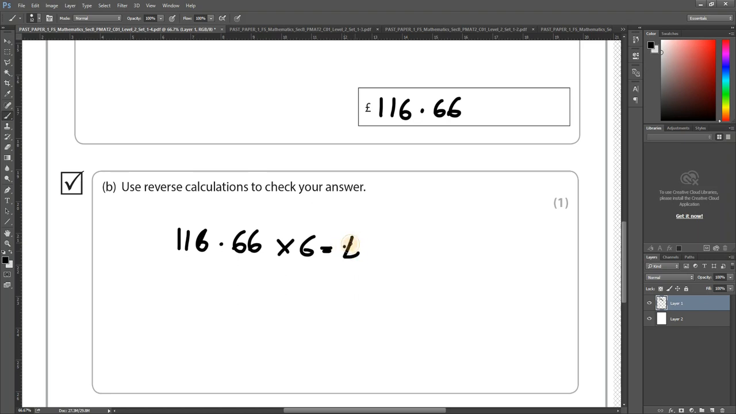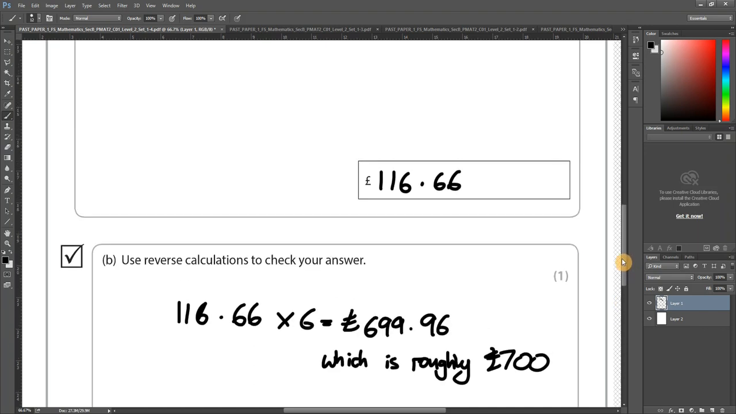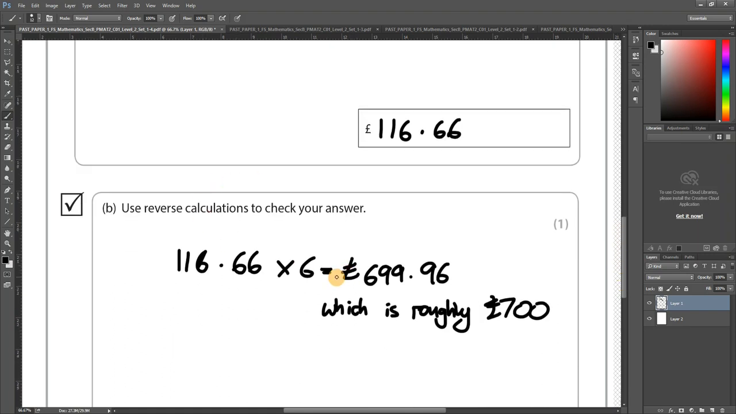On my calculator, it comes up as £699.96, which is roughly £700. So I didn't get exactly £700 when I worked backwards, because my answer was a rounded answer, even though I rounded it myself, even though it didn't say. But if you work backwards in this case, you would get not exactly £700, but pretty close to it, which is roughly equal to £700. And I would mention that if you did get anything like this, and that'll get you the extra mark.